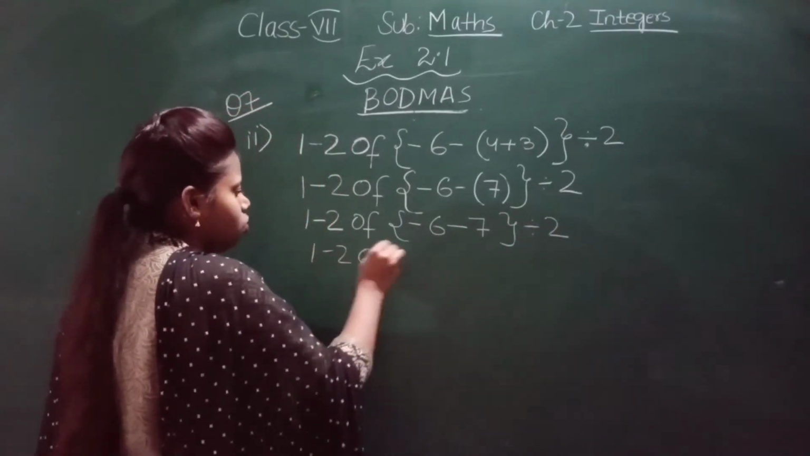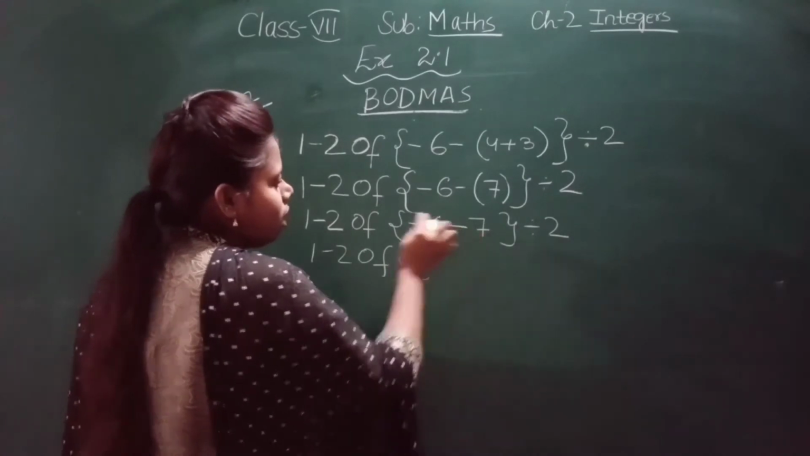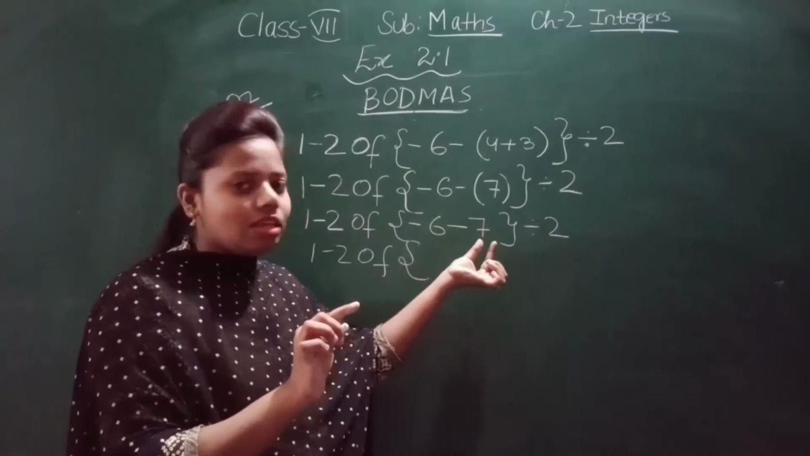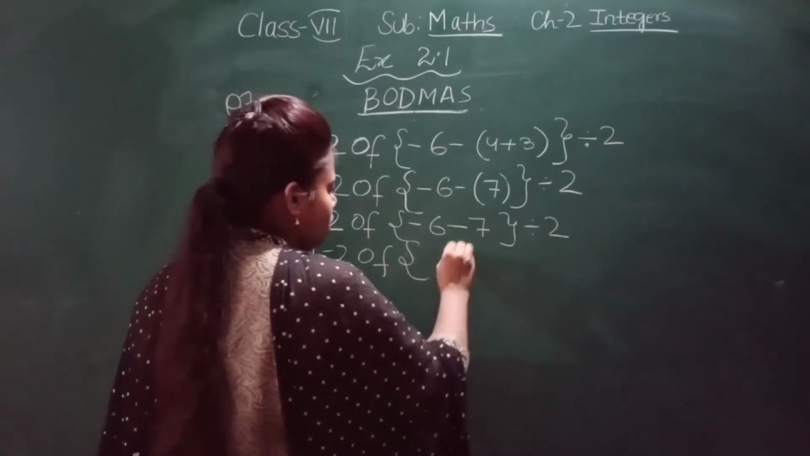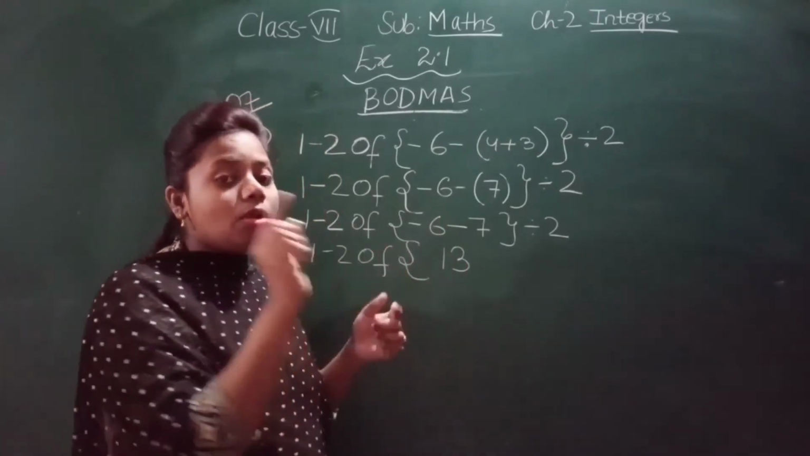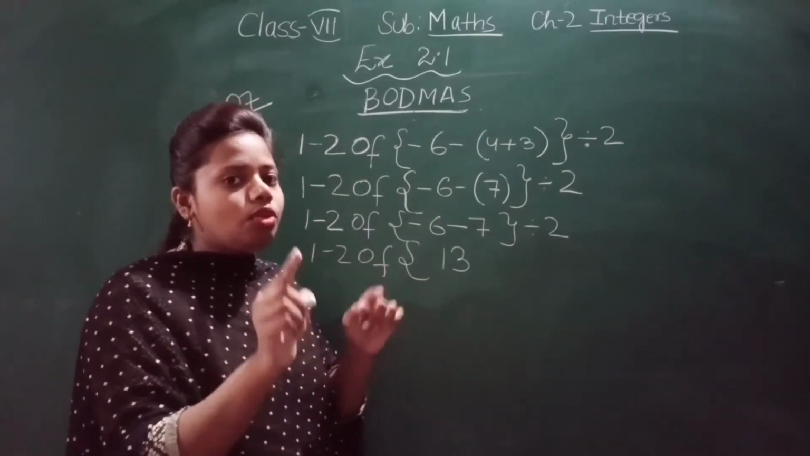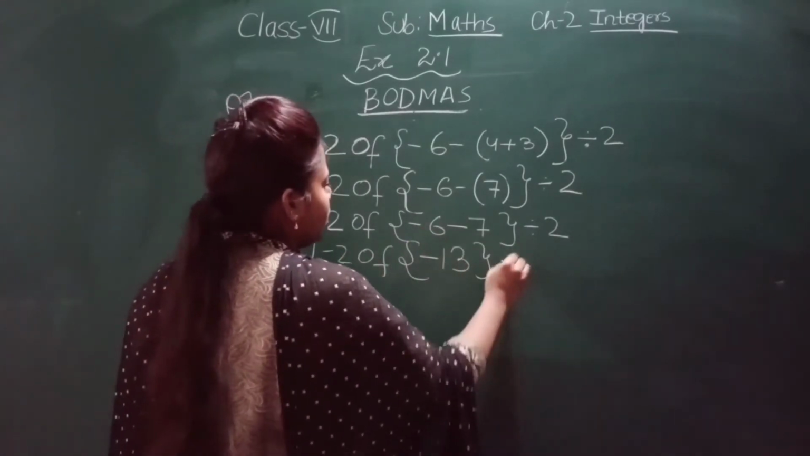1 minus 2 of, now we will solve this curly bracket. So minus minus is what? Plus. So 6 plus 7 is how much? It is 13. And what sign will we put? We will put the minus sign. You know, when the same sign is there, we have to add and keep the sign, that means minus will be there, divided by 2.